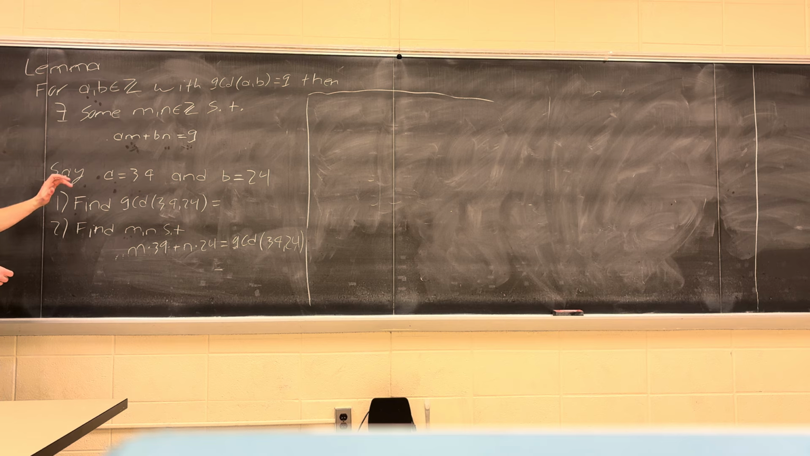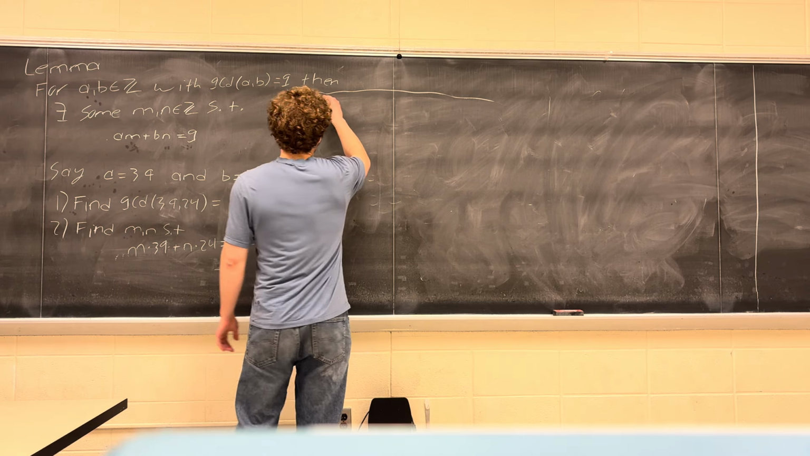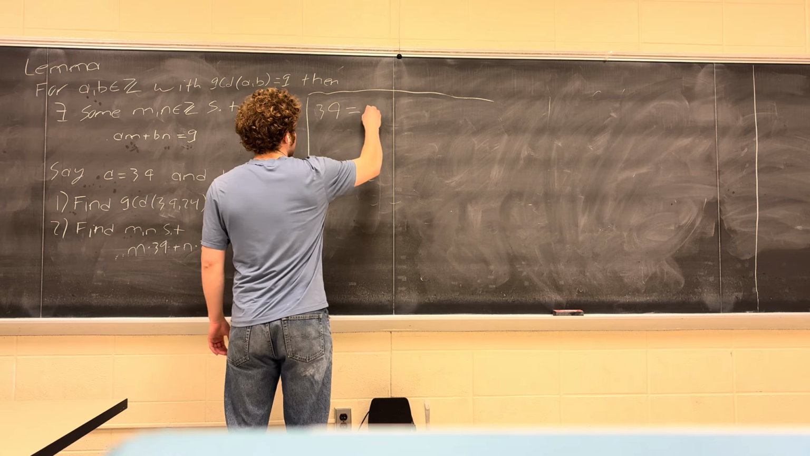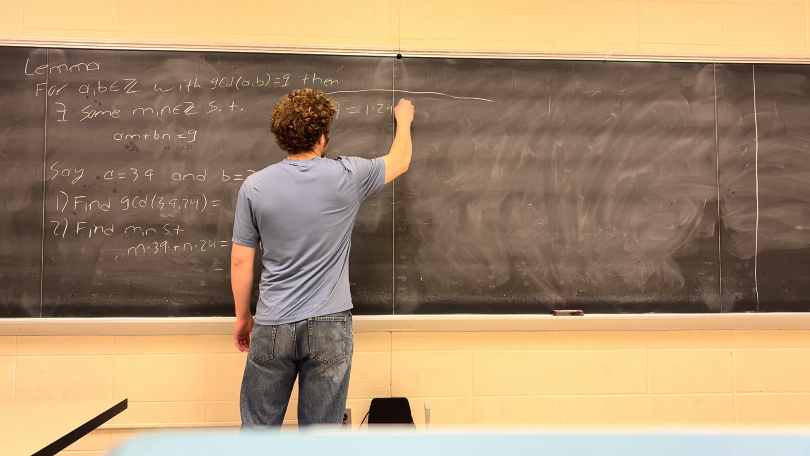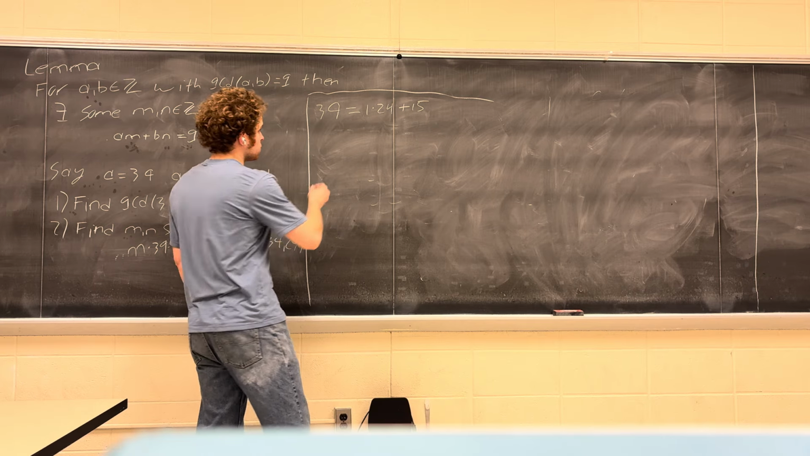To illustrate this, let's look at the example where a is equal to 39 and b is equal to 24. Our first step is to use the Euclidean algorithm to find the greatest common divisor of 39 and 24. We start by writing 39 equals 1 times 24 plus 15. 15 is not zero, so we continue.